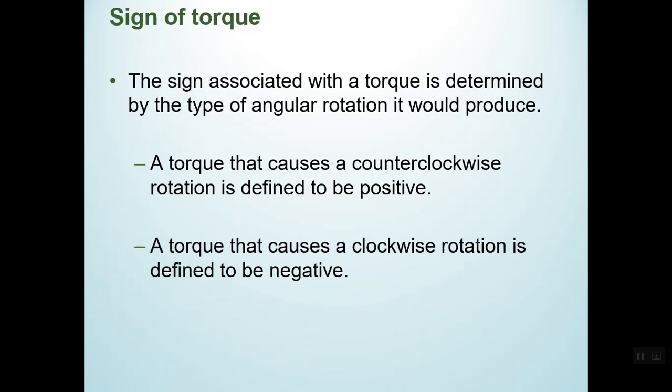Also, when there is a system with more than one torque, the net torque acting on the system is the sum of the individual torques, and we can write it as tau total is equal to tau 1 plus tau 2, and so on. And when you use this equation, take the sign of each torque into account.